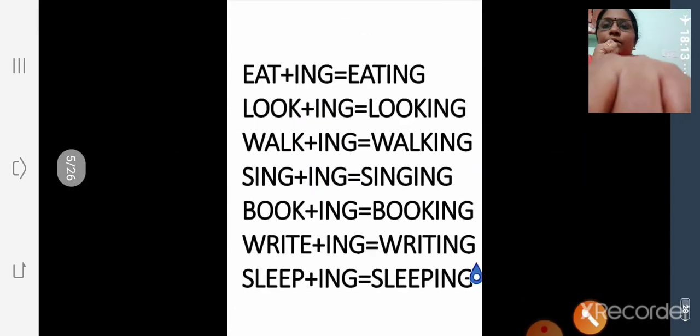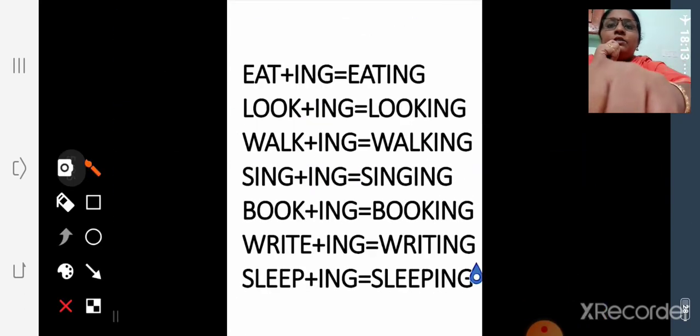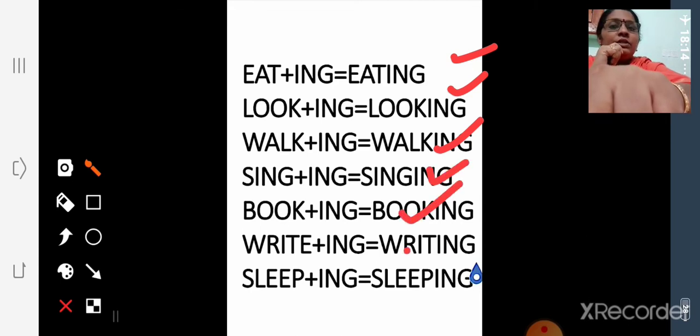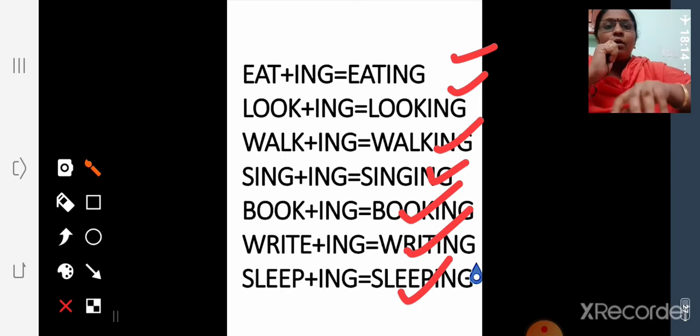Now I'll give you some more examples. Eat plus ing, eating. Look plus ing, looking. Walk plus ing, walking. Sing plus ing, singing. Book plus ing, booking. Write plus ing, writing. Then what? Sleep plus ing, sleeping. So this is how we can add ing to the base form of a verb. Base form means first form, V1 form.